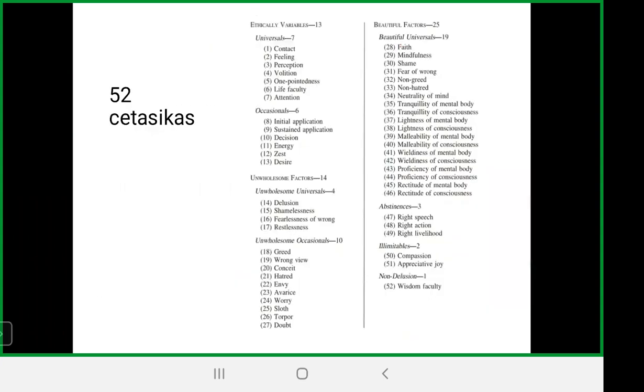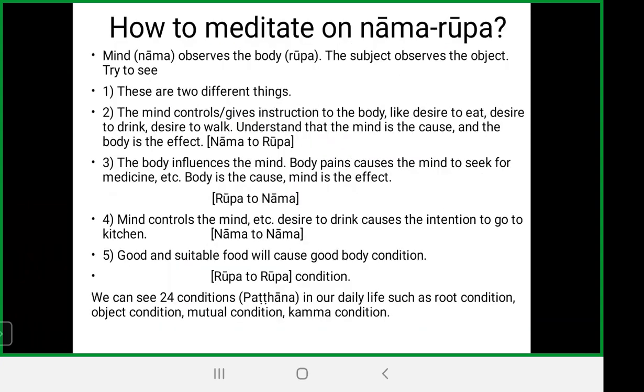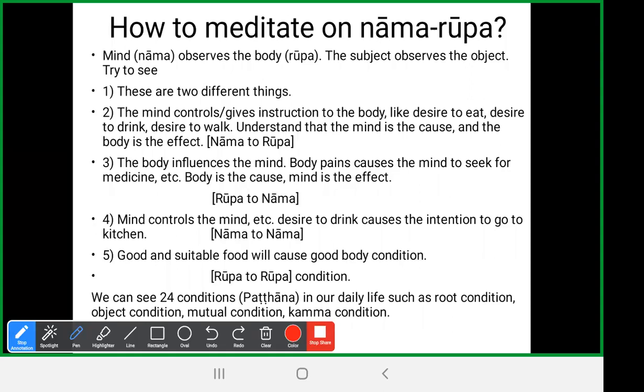So we can use examples like that. But we need to be careful with terms. You can say the mind controls the body, because the mind can control, but you cannot say the body controls the mind. You can only use the word that the body influences the mind. The word influence is different from the word control, because the body is lifeless. But the mind can control the body.